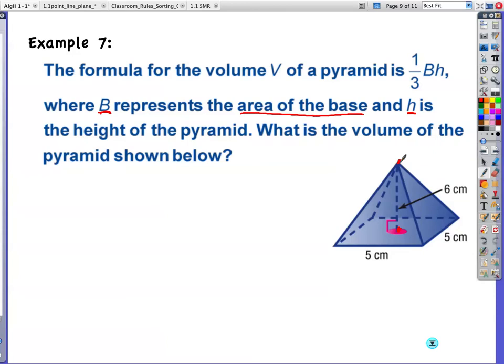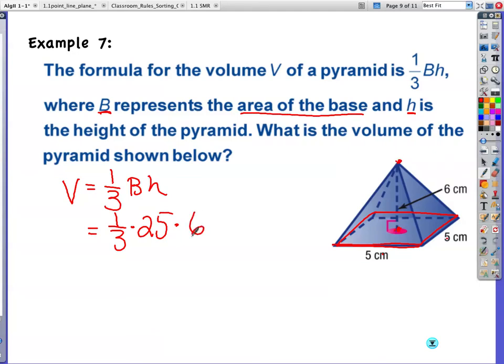Probably don't even need the picture, but it's always nice to have it, isn't it? So 1/3 area of the base times the height. 1/3 the area of the base. Now, our base, what shape is that? It's a square, because each side is 5. So how do I find the area of the square? 5 times 5, which is 25. The height is 6, because from here to here is 6. Actually, order doesn't matter in multiplication, but we're going to take 1/3 times 25 times 6.